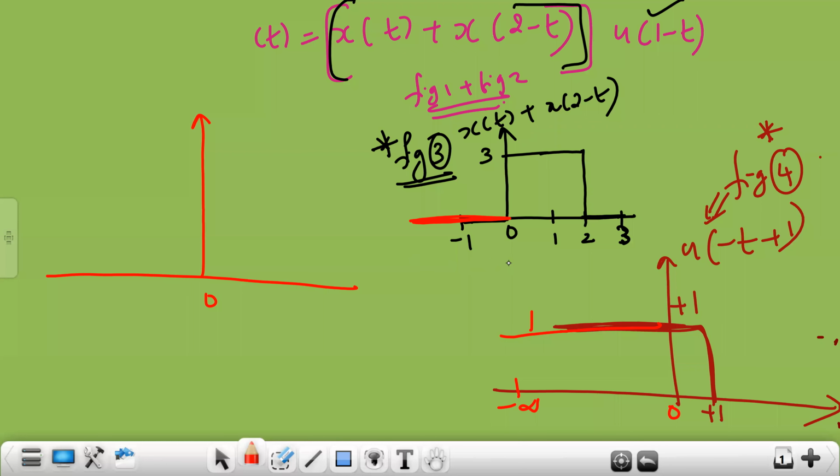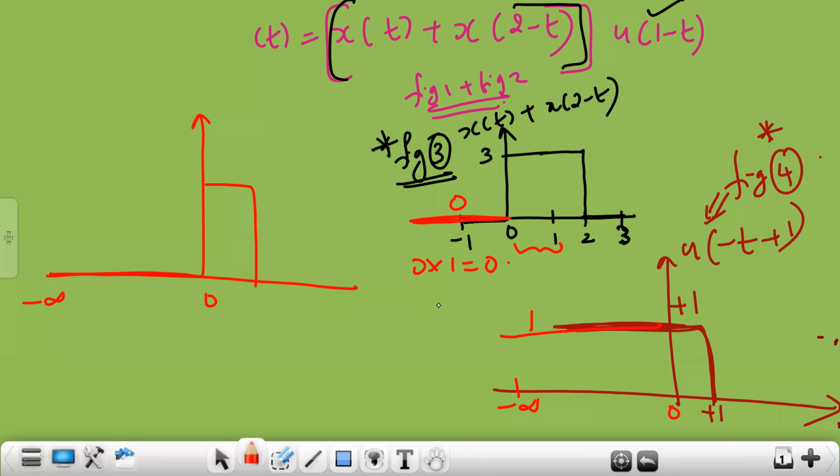Now coming from 0 to 1, here you have 3, here you have 1. So 3 into 1 is 3. And from 1 to 2, here also you have 3, but unfortunately here you don't have anything starting from 1. So in the rest of the places, 3 into 0 will become 0 itself.